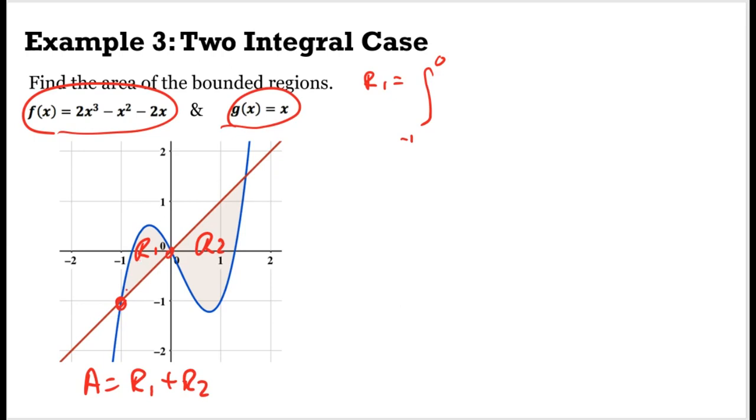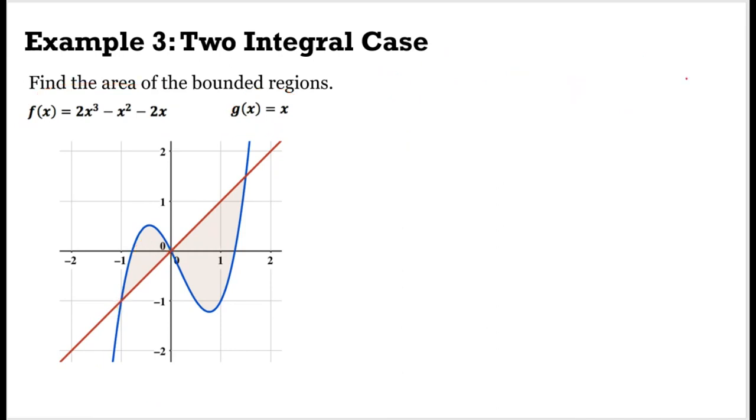So in region 1, we see that the cubic polynomial is the top curve. So it's top minus bottom. We'll put 2x cubed minus x squared minus 2x. Now we want to subtract the bottom curve. That's just x. Put that all in brackets and our dx.